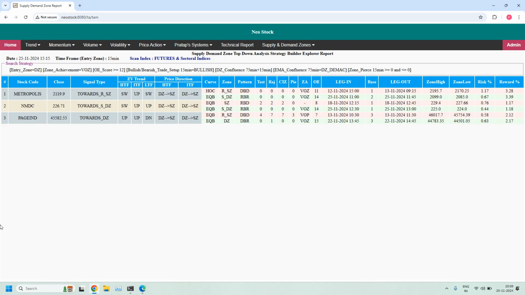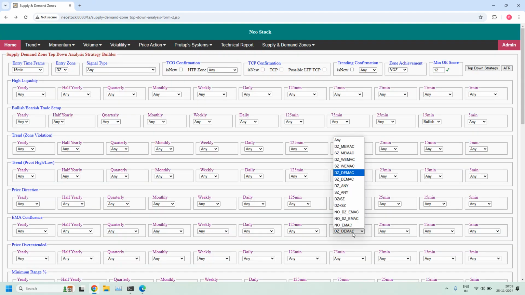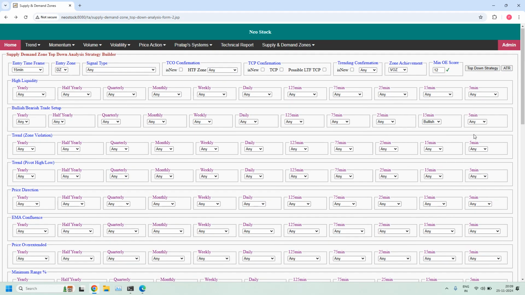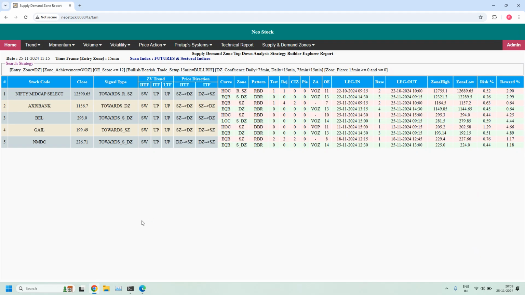Next, let us identify based on LTF, ITF, HTF demand zone confluence. How to remove the EMA filter. Then in the demand zone confluence, we should set 3 filters. First one is already enabled, 15 minutes with 75 minutes confluence. Next, 15 minutes demand zone with daily demand zone confluence. Then 75 minutes demand zone with daily demand zone confluence. With all the 3 filters, we got 5 stocks.